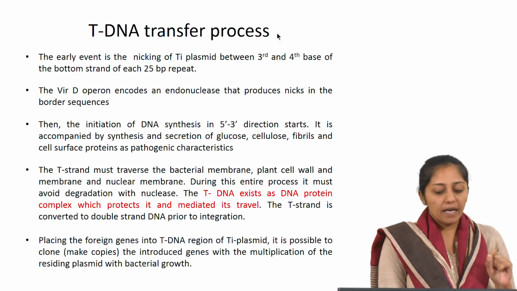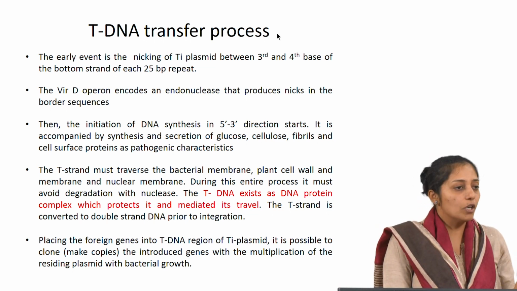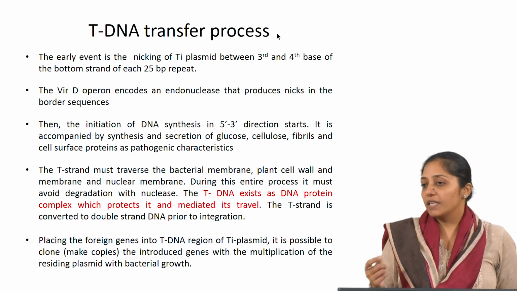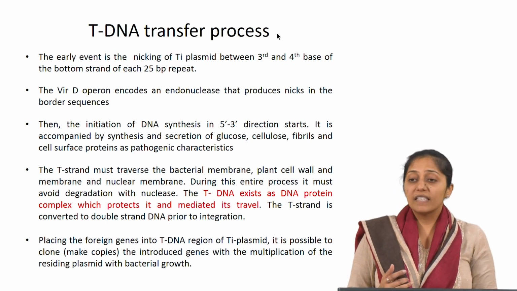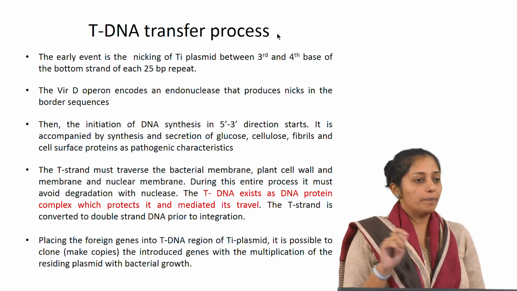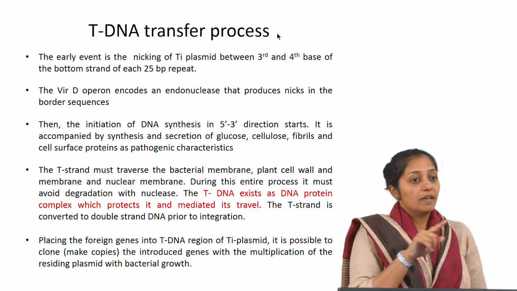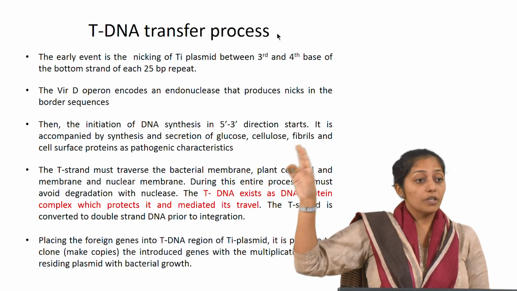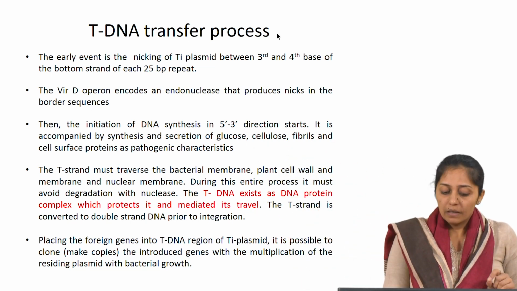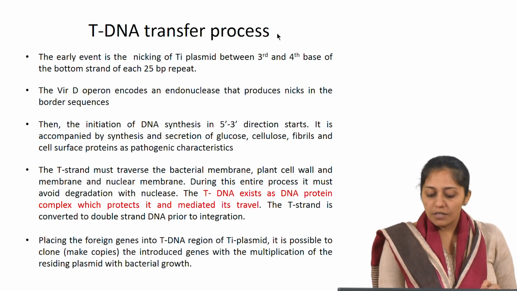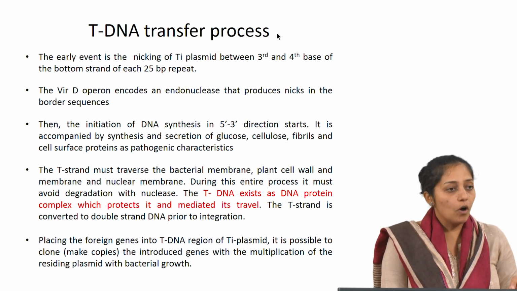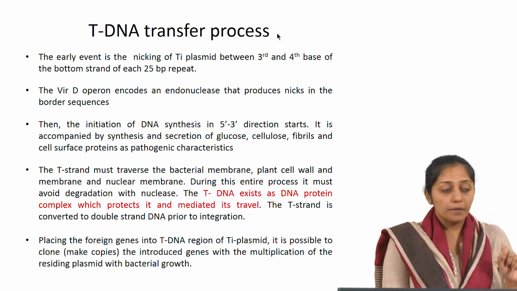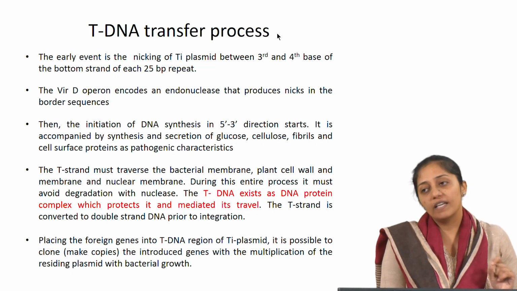Now it is accompanied by synthesis and secretion of certain other molecules like glucans, cellulose or surface proteins which have pathogenic characteristics. The T strand which is made and replicated is now a single strand. Now it has to enter the plant cell and go through the nuclear membrane into the plant chromosome. In order to traverse the bacterial membrane, plant cell wall, plant cell membrane and then the nuclear membrane, during this entire process it must avoid degradation by nucleases.